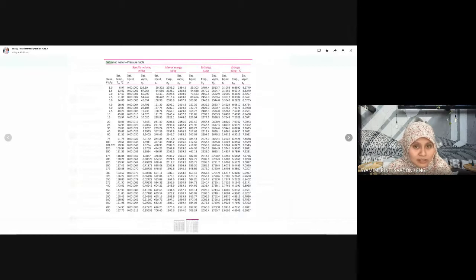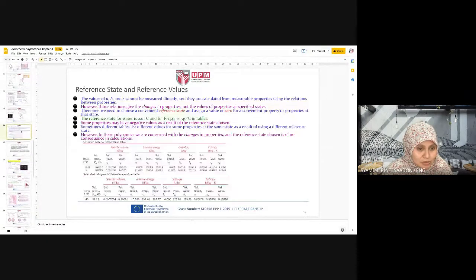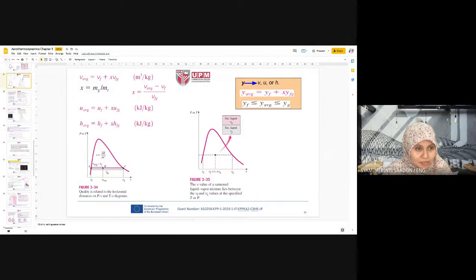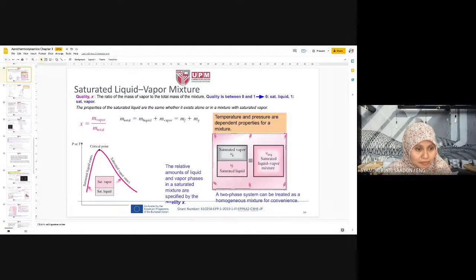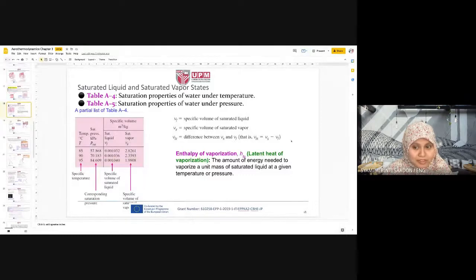I wrote it here just now. Let me show it back. This one. Okay. VFG is VG minus VF, the difference between VG and VF. So we want to calculate this VFG, so we have to look up both of the values VF and VG at 100 kilopascal.